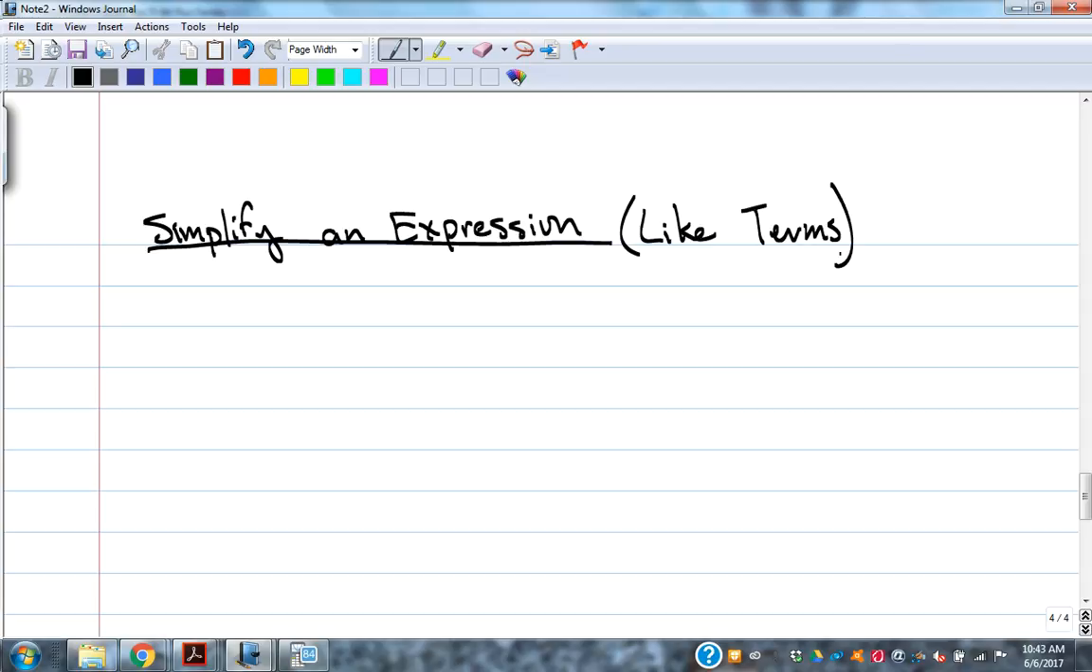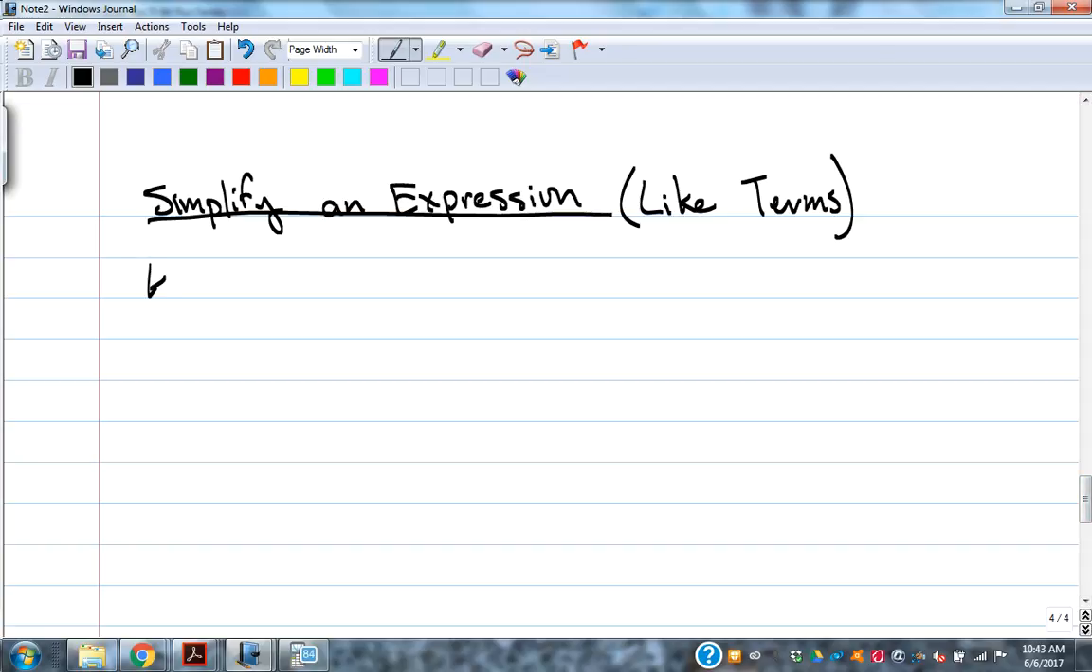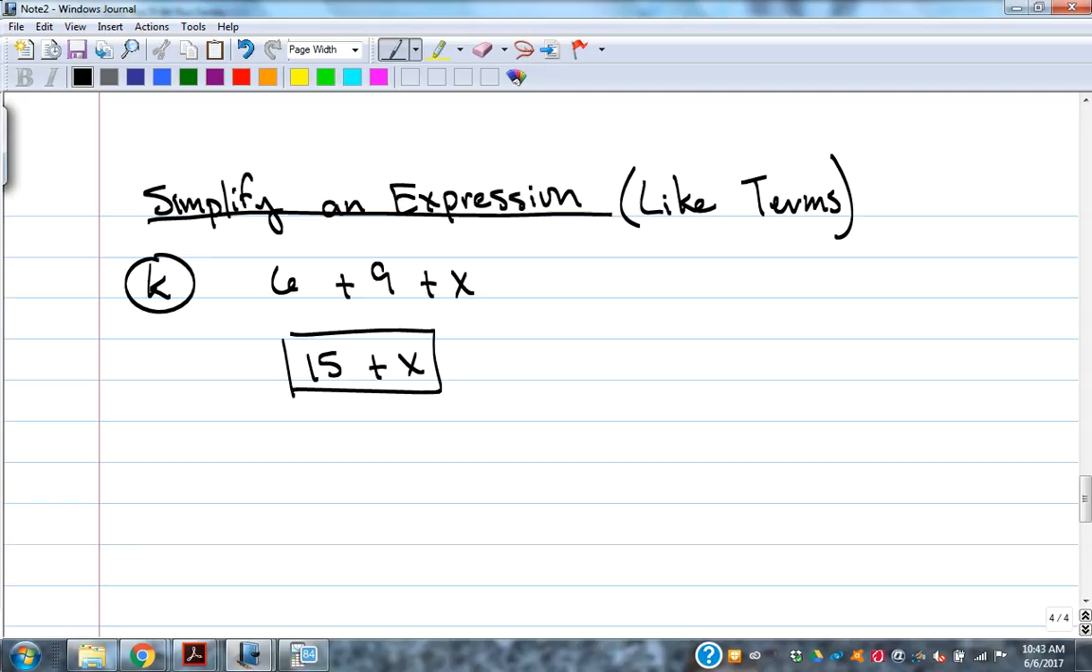To be a like term, you've got to have the same letter or no letters, and you've got to have the same exponents on that letter for that to happen. Okay, so we'll take our first example. 6 plus 9 plus x. Very simple problem. The like terms in this problem would be 6 and 9. So 6 plus 9 is 15 plus x. And you're done. You cannot combine 15 and x because they're not like terms. One is a variable, one is not a variable. It's a very simple idea.